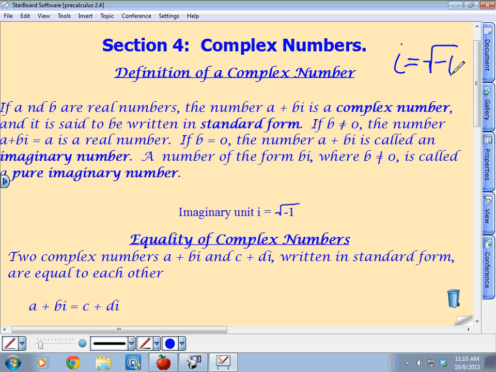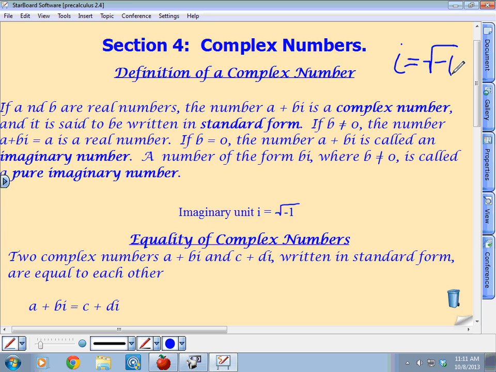I'll give you an example: x squared plus 1. There's nothing you could factor out to make that work without imaginary numbers, right? If it equals 0, you can't solve that algebraically. x squared plus 1 equals 0. x squared can't equal -1 without an imaginary number. So that's why we've defined the imaginary number as the square root of -1, which we call i. It's just the imaginary unit.